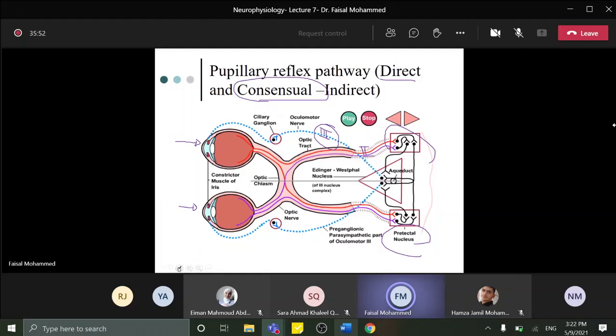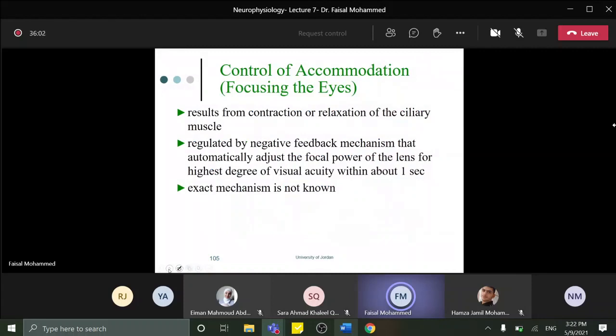So the pretectal area is very important for the visual pathway and for light reflexes. Accommodation, we were talking about accommodation here. The exact mechanism of accommodation, we said, is contraction of the ciliary muscle stimulated by the parasympathetic fiber from the third cranial nerve. And this is also important for adjusting the convexity of the eye, the power.